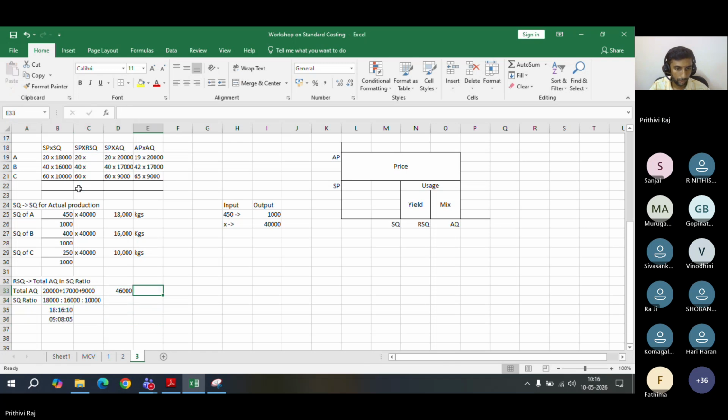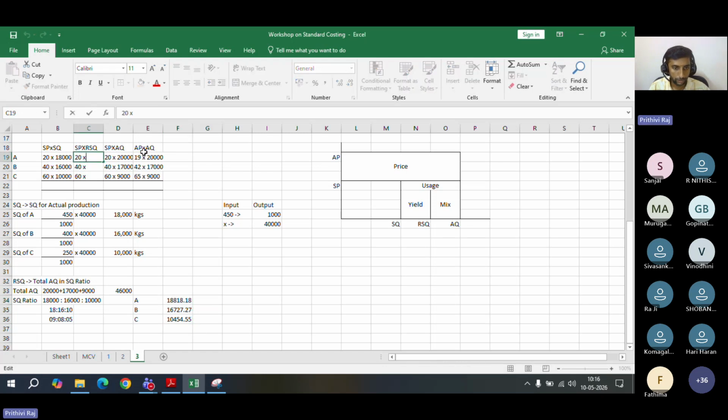Now for A, B, C, how much do I get? 46,000 divided by the sum of these three: 9 plus 8 plus 5, 22. So 46,000 divided by 22 into 9 for A. Hope you know these ratios, right? 46,000 divided by this total into 8 for B. 46,000 divided by this total into 5 for C. Make sure this total is 46,000.